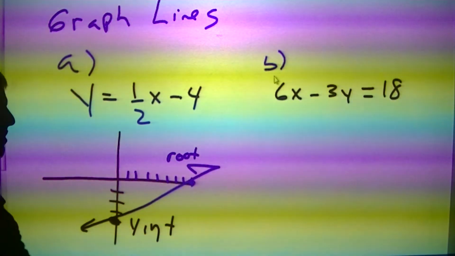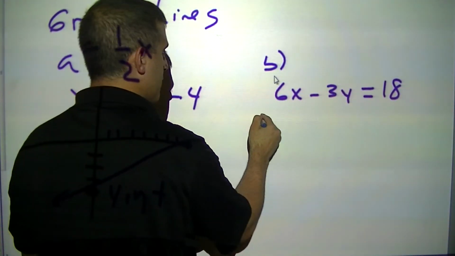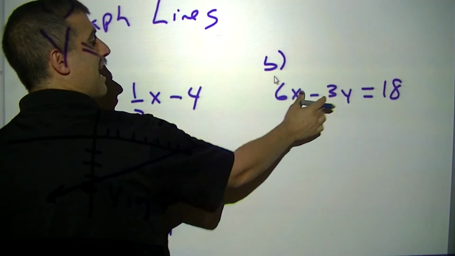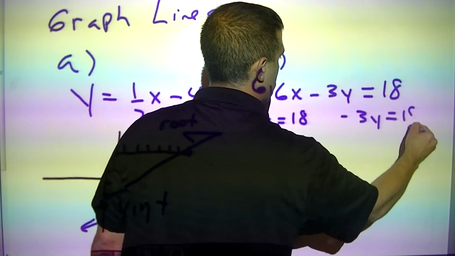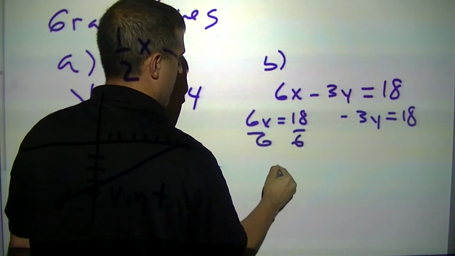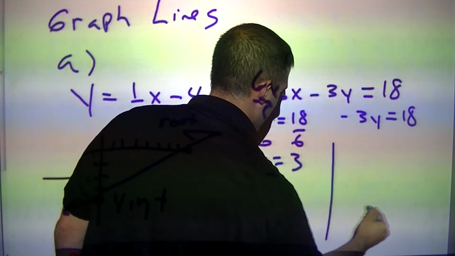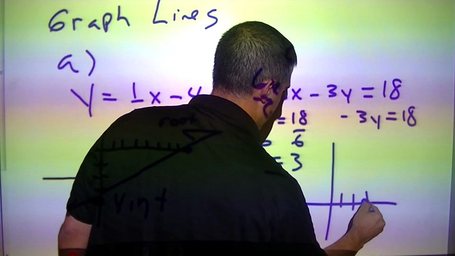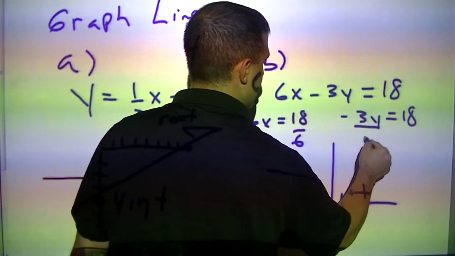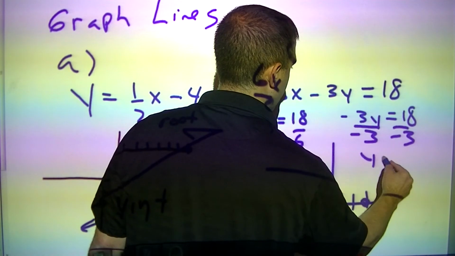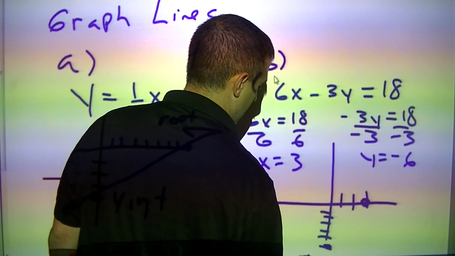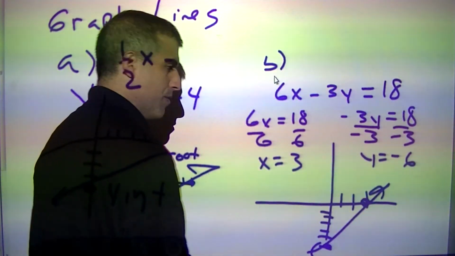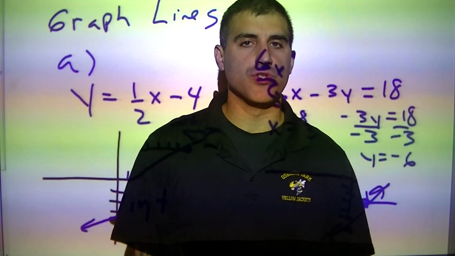Okay, for this, what I'm going to do is, because they're on the same side, I set them equal to each other, or equal to 18. x equals 3. So what I'm going to do is I'm going to go to 3 here. Okay? Divide by negative 3 on this one. I get y equals negative 6. 1, 2, 3, 4, 5, and 6. And then I connect the dots. Okay? So if you practice those basic concepts, you will do well in the SOL.